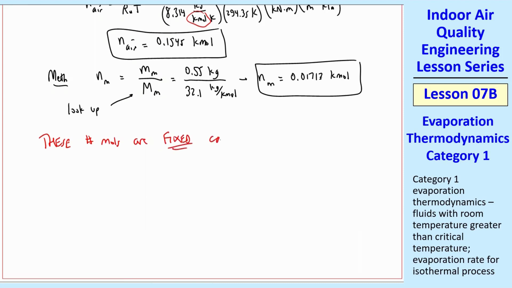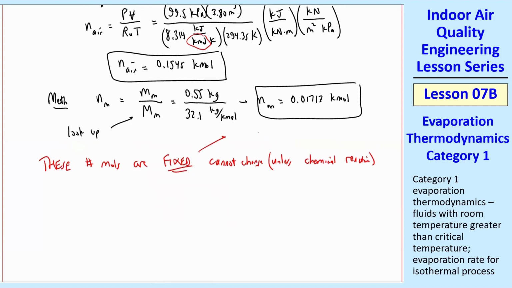These number of moles are fixed. They cannot change unless you have some kind of chemical reaction going on, but we have nothing like that here. So in other words, we have a certain mass of methanol and a certain mass of air, so we have a certain number of kilomoles of air and methanol, and those cannot change. It's in a sealed tank. It's the same number of moles regardless of whether it's liquid or vapor.